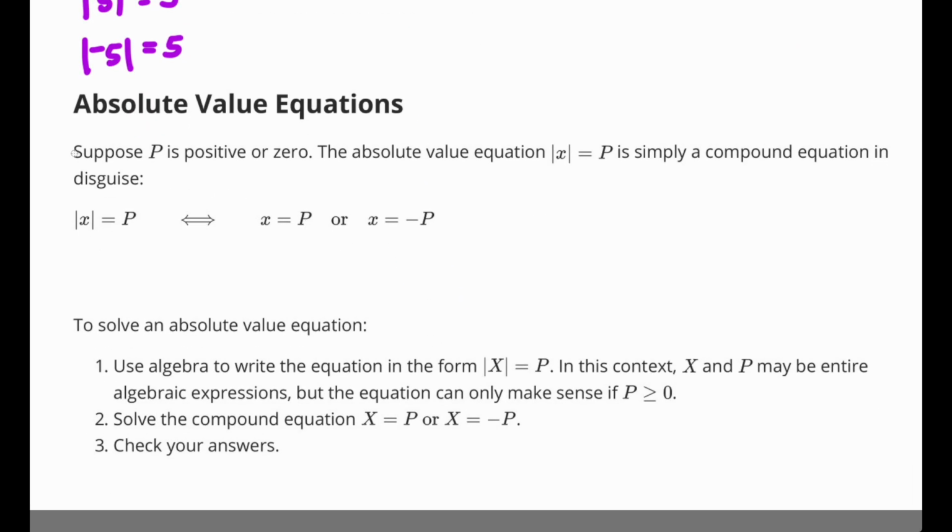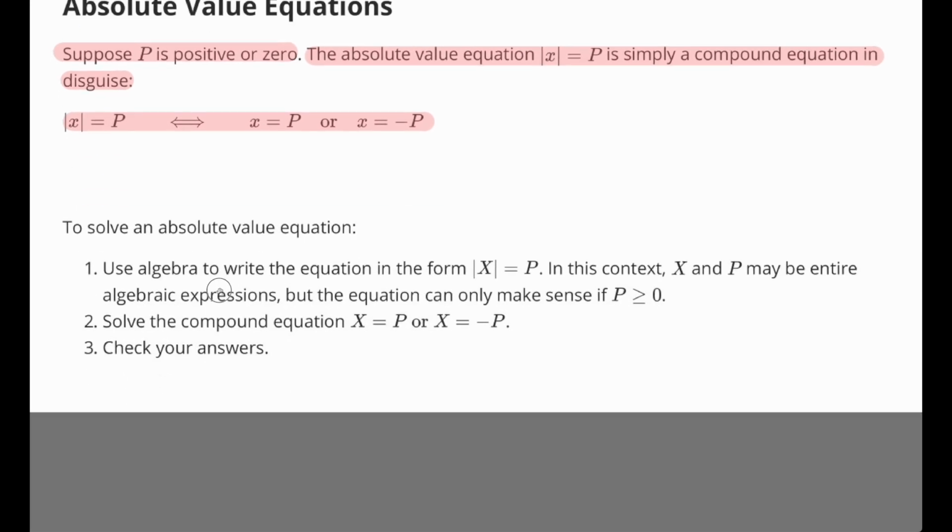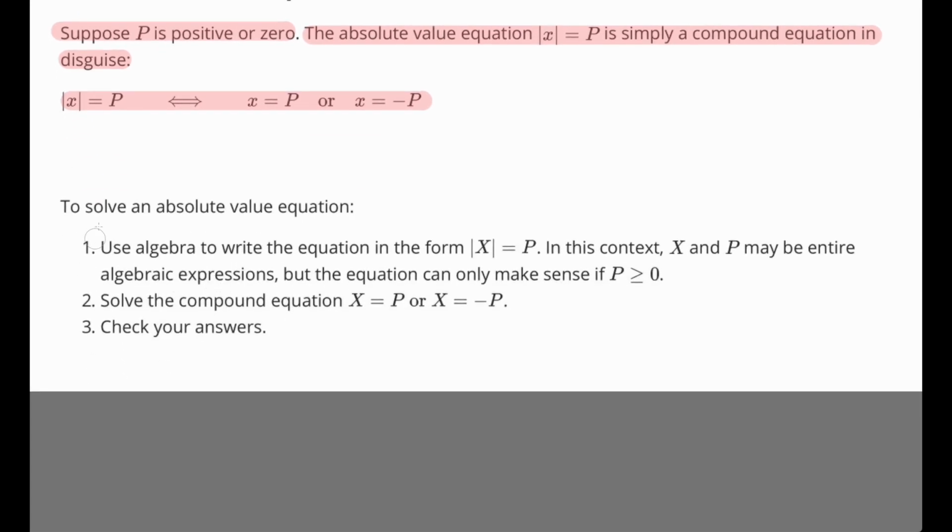Absolute value equations. It says right here, suppose p is positive or 0. The absolute value of x equal to p is simply a compound equation in disguise. It's almost like a piecewise equation if you want to think of it that way. It's basically two problems in one, essentially what's written right here. And then there's a step-by-step process to solve an absolute value equation. There are these 3 steps here.